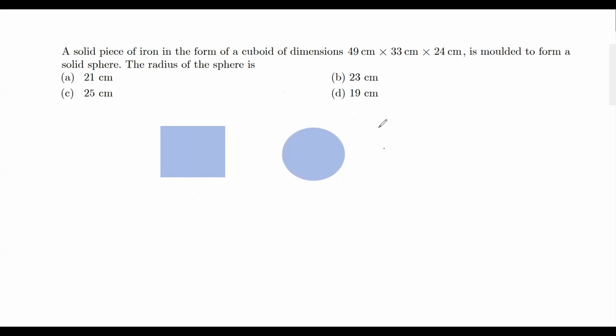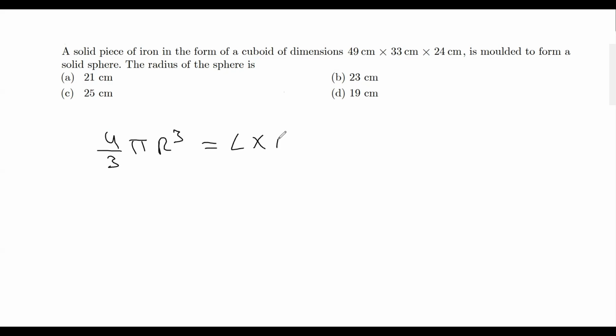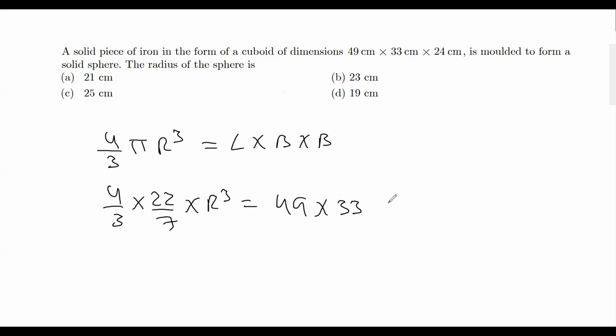So what you can see is that the volume of a sphere is what? 4 over 3 pi r cube, and that should be equal to the volume of a cuboid, that is L into B into H. Further, we can replace pi with 22 over 7. R is what we have to get. The length, breadth, and height are given. So I'll be writing this as 49 multiplied by 33 multiplied by 24.